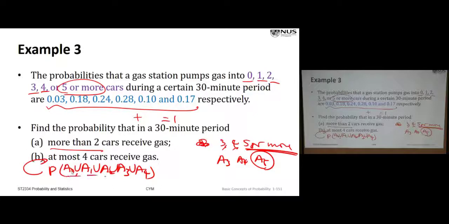Are these mutually exclusive events? Yes. If the number of cars is 2, it cannot be 3 in the same period. So they are mutually exclusive. But of course, you can also consider 1 minus the probability of A0 union A1. That's another way to do it: find the complement event and then subtract from 1. So this is example 3.